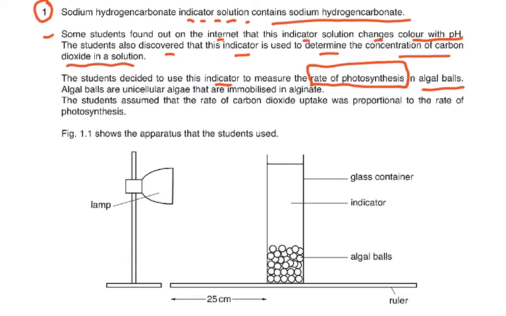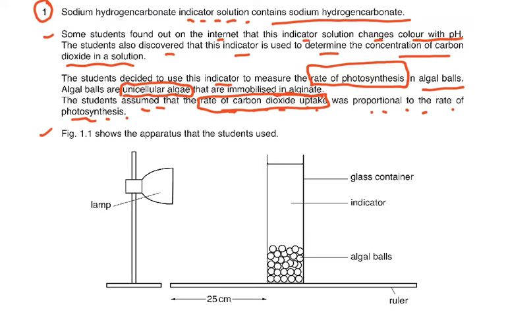in algal balls. Algal balls are unicellular algae. Algae are unicellular plants that are immobilized in alginate. The student assumed that the rate of carbon dioxide uptake was proportional to the rate of photosynthesis. Figure 1.1 shows the apparatus the students used.